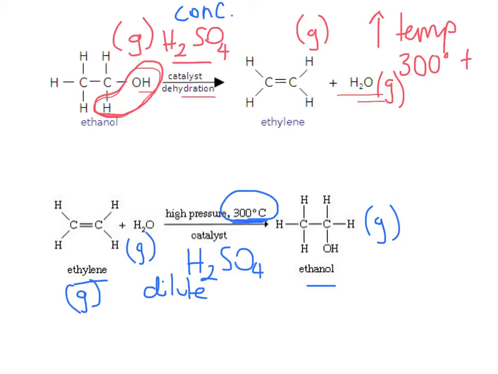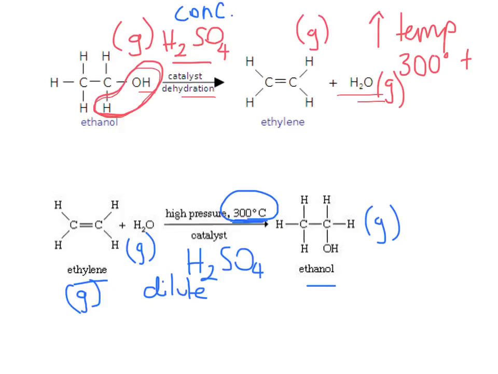So just to summarize, the process is quite the same for both. In terms of ethanol to ethylene, same catalyst, except it's concentrated sulfuric acid. We need the high temperature of 300 degrees, and a water molecule is going to come off our ethanol. And then we'll have our product of ethylene.